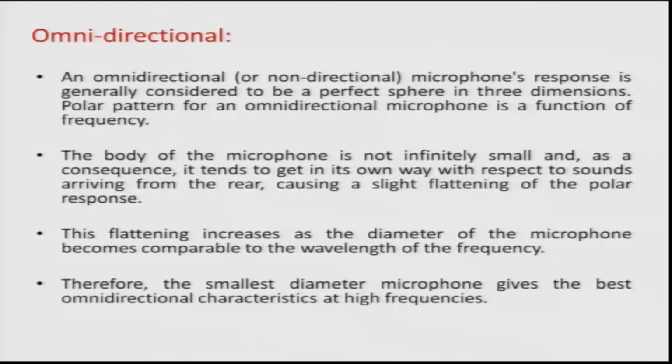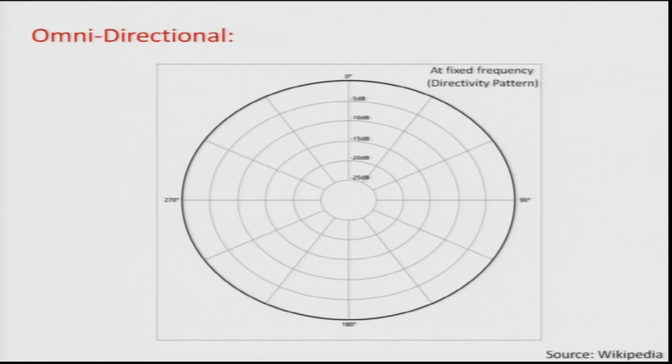There are 3 important bullets about the omnidirectional microphone. I will just read that. It says some microphones are called non-directional. For omnidirectional or non-directional microphones, the response is considered to be a perfect sphere in 3 dimensions. The polar pattern for an omnidirectional microphone is a function of frequency. We will see that. We will not worry about the remaining 3 points, because I will cover them later in the class. But this is how the pattern of an omnidirectional microphone looks.